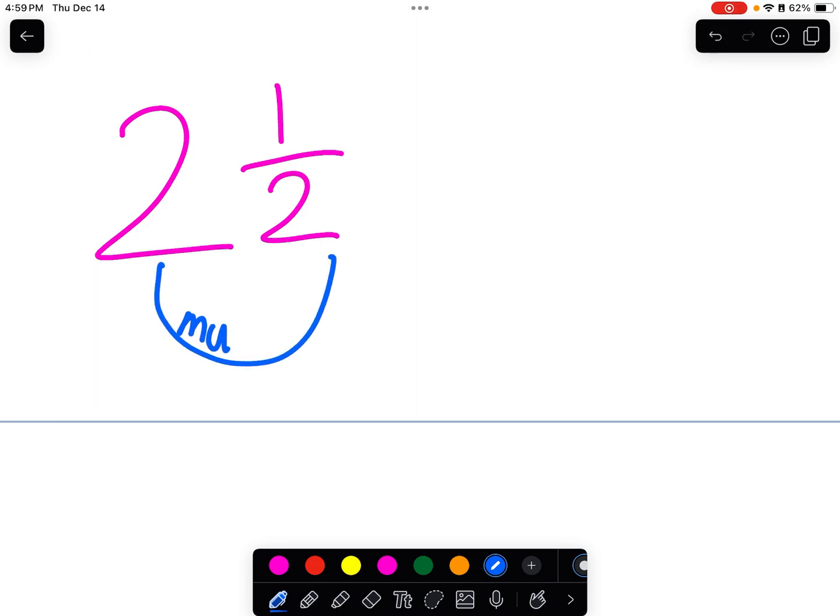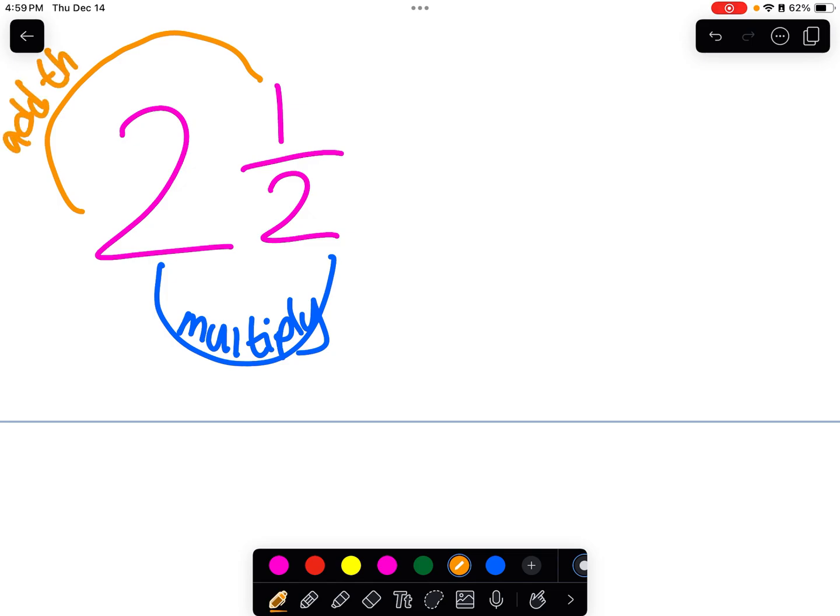You multiply the denominator by the whole number, and you must do it in this order. And then after that, you add the numerator to the product. Now, I'll just write add the numerator, and that is going to give you your new numerator for your improper fraction.